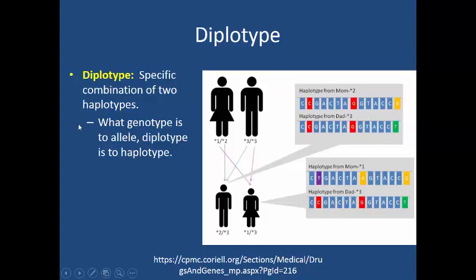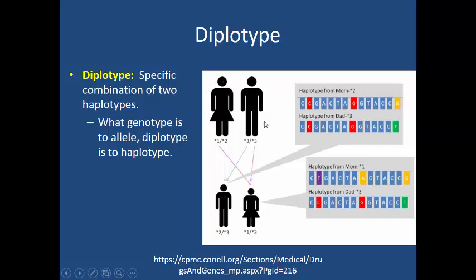So I'm going to complicate things a little bit further. This is the part that usually drives people crazy. And I'm going to bring up the term diplotype. This is the specific combination of 2 haplotypes. So what an allele is to genotype, haplotype is to diplotype, or vice versa. So what genotype is to allele, diplotype is to haplotype.